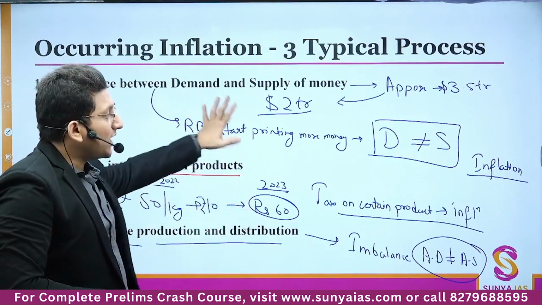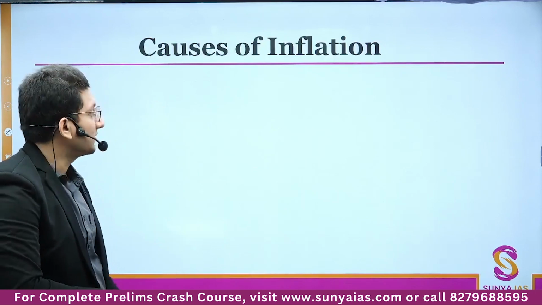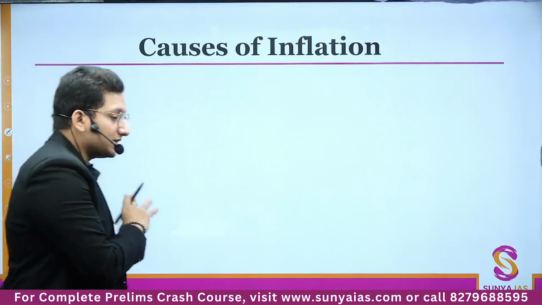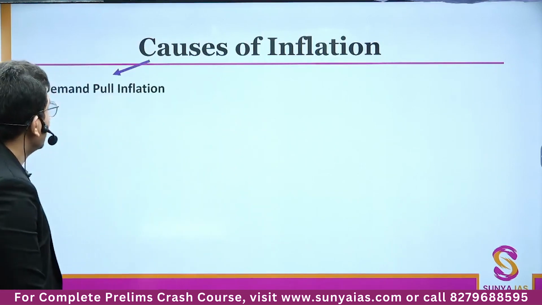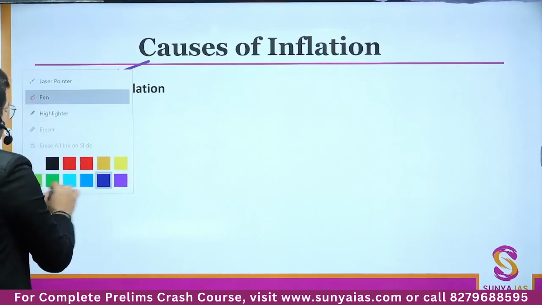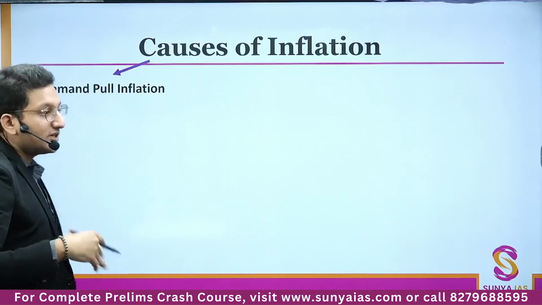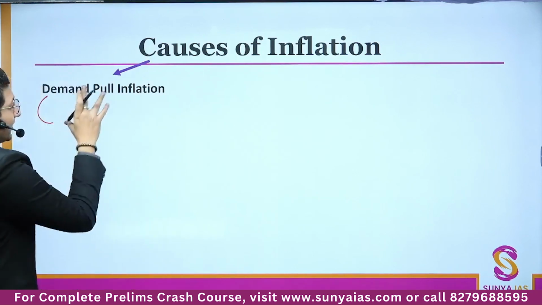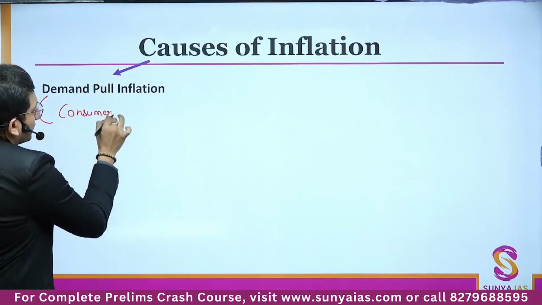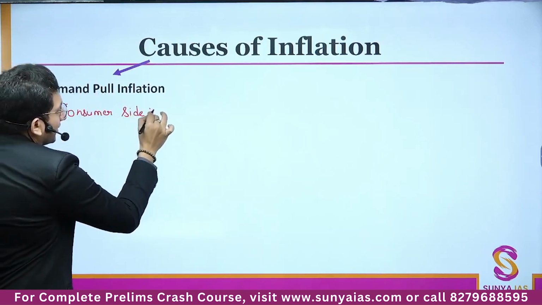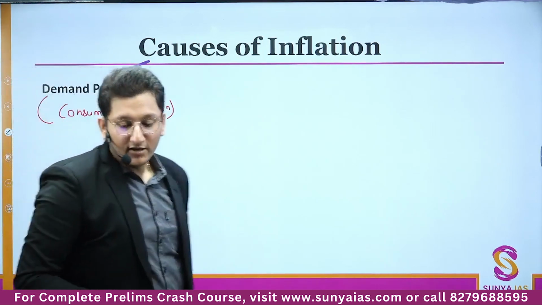Now we are going to apply these typical processes on the topic here, the causes of inflation. इन तीन चीजों को प्लीज अपने दिमाग में रखिएगा. अब हम लोग उनको अप्लाई करने वाले हैं यहां. Now let's see, first one is the demand pull inflation. So we know that the demand is being created by the consumer. So can we say that this demand pull inflation is nothing but the consumer side inflation, right?